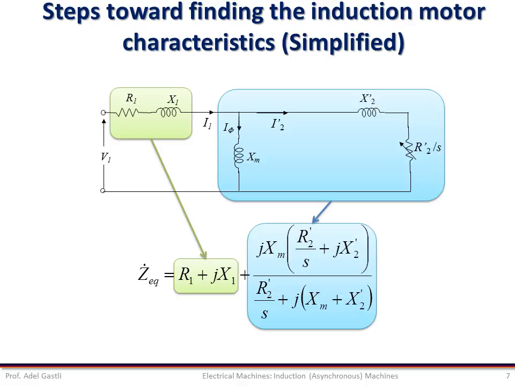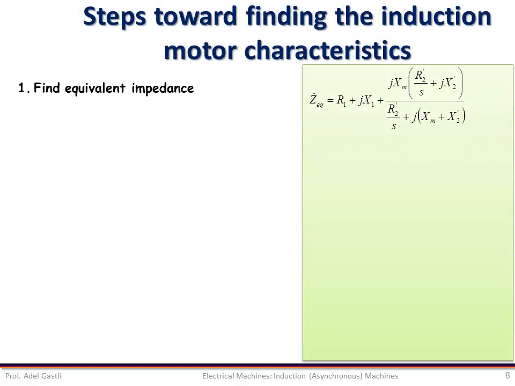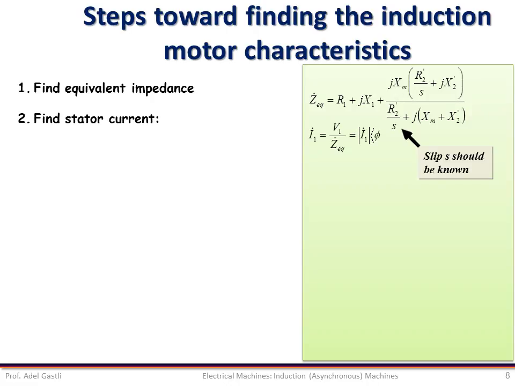The step-by-step procedure for finding the performance characteristics of the induction machine will be listed in the next slide. So the first step is to find the total equivalent impedance. Of course, in here, the slip should be first known. The second one is to find the stator current. So the stator current is determined as the ratio of V1 over Z equivalent, which is equal to the amplitude of I1 with the phase angle phi.